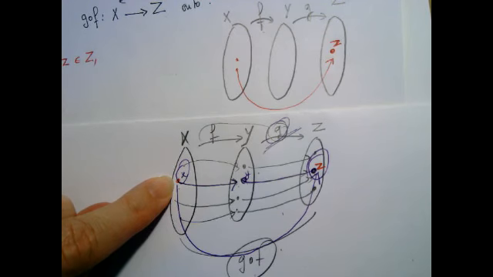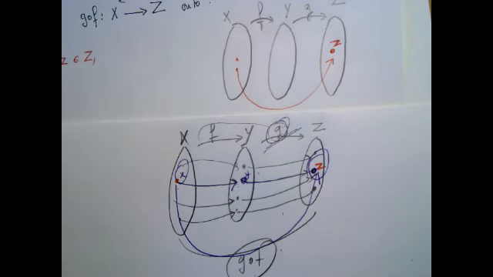Is anybody following? Yes or no? I think I understand. What we want to show is that for all Z in Z, there exists an X such that the composition of X is equal to Z. Very good. Okay. How are we going to find this X?